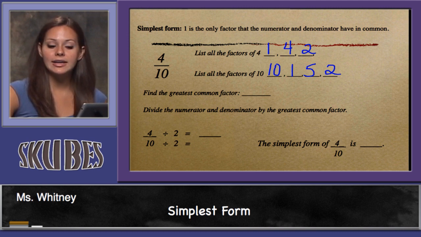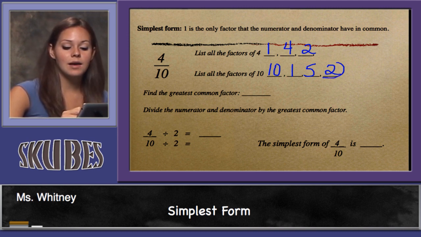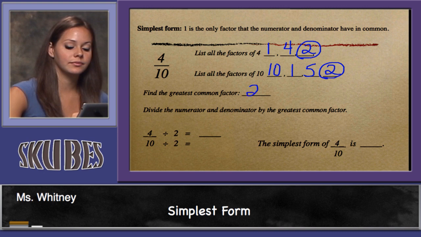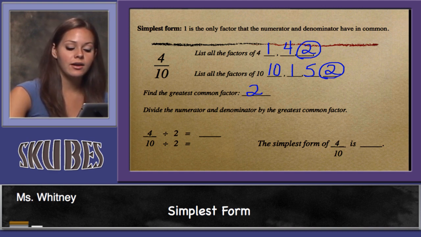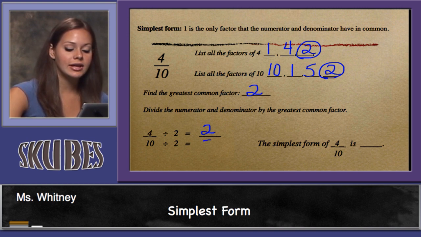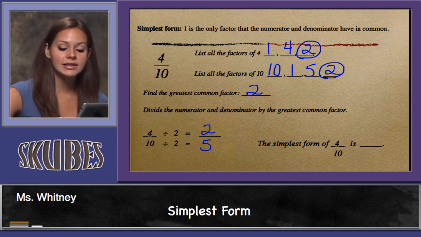Next, I'll find the greatest common factor. The greatest common factor of 4 and 10 is 2. Now I'll divide the numerator and denominator by 2. 4 divided by 2 equals 2, and 10 divided by 2 equals 5. The simplest form of 4/10 is 2/5.